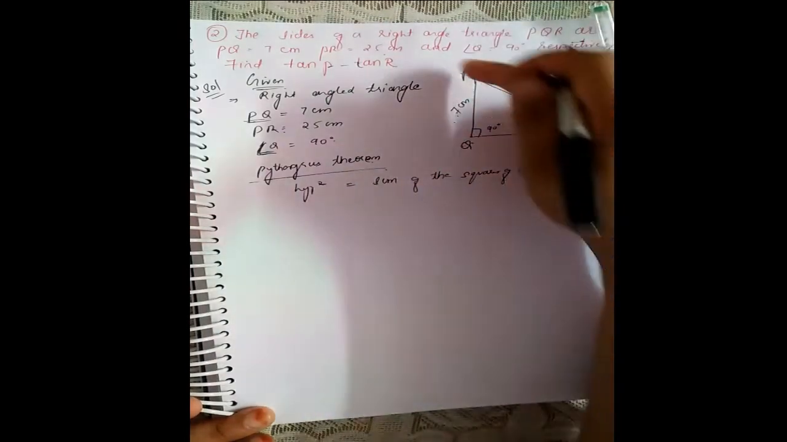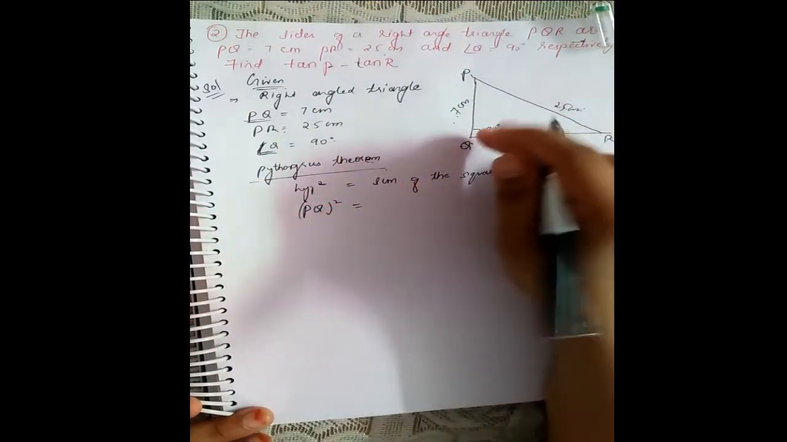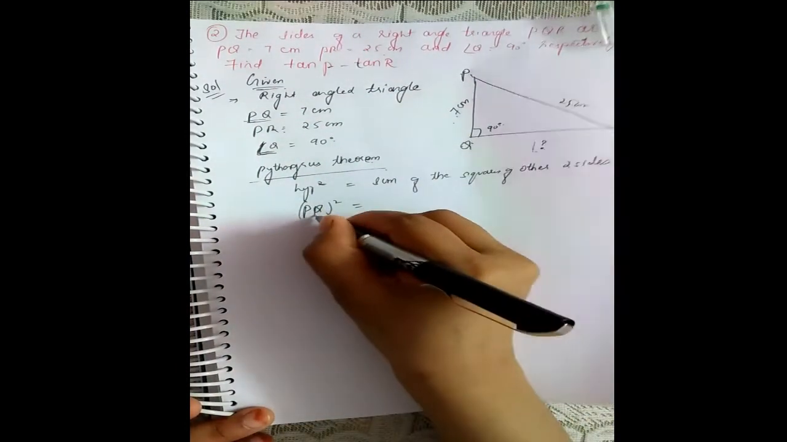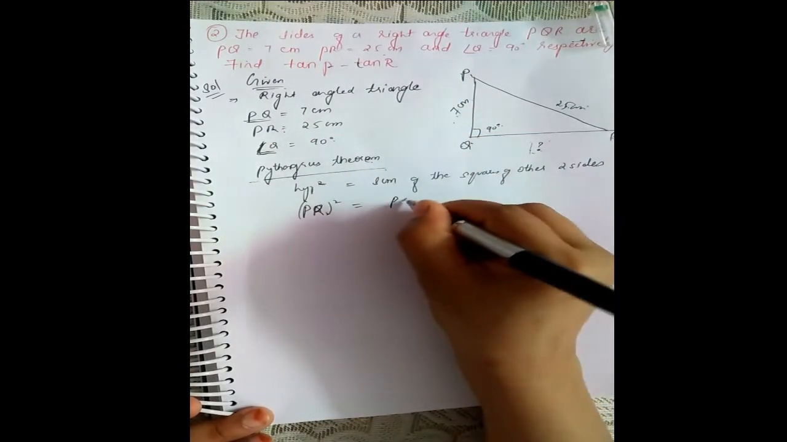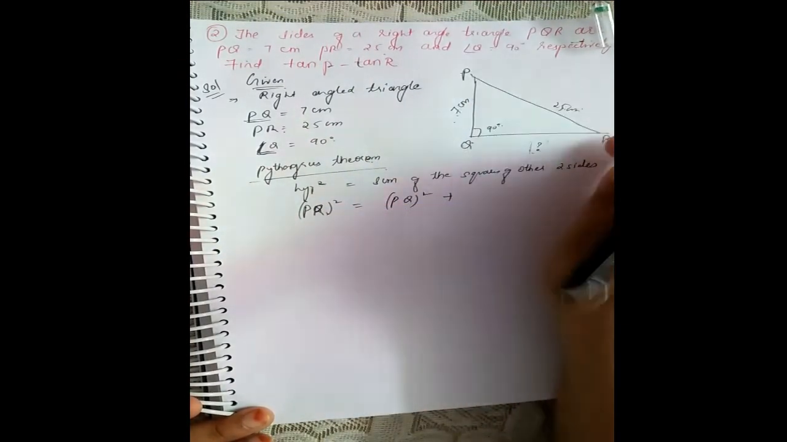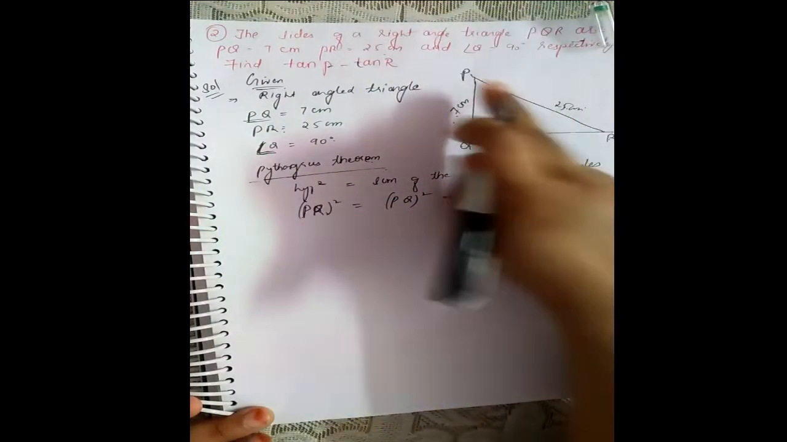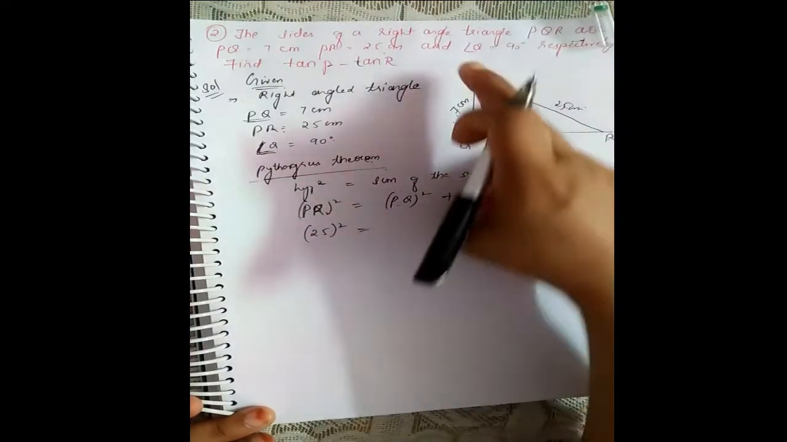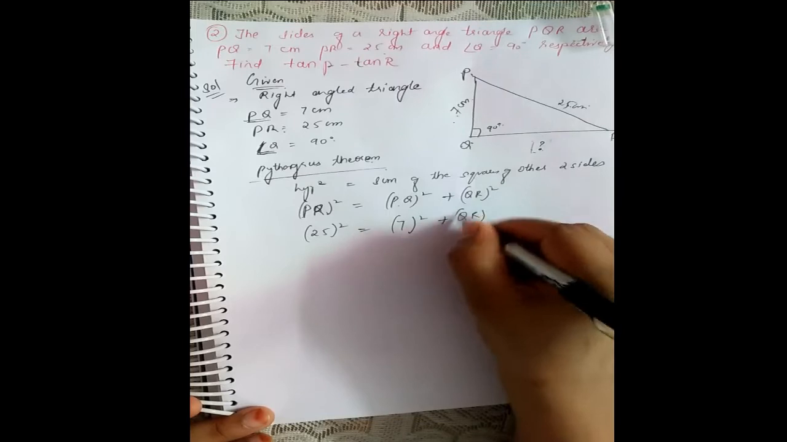Which means that, what is this thing? PR square is equal to PQ square plus QR square. We know what PR is: it is 25 squared. PQ we know is 7 squared, plus QR square, which we don't know.